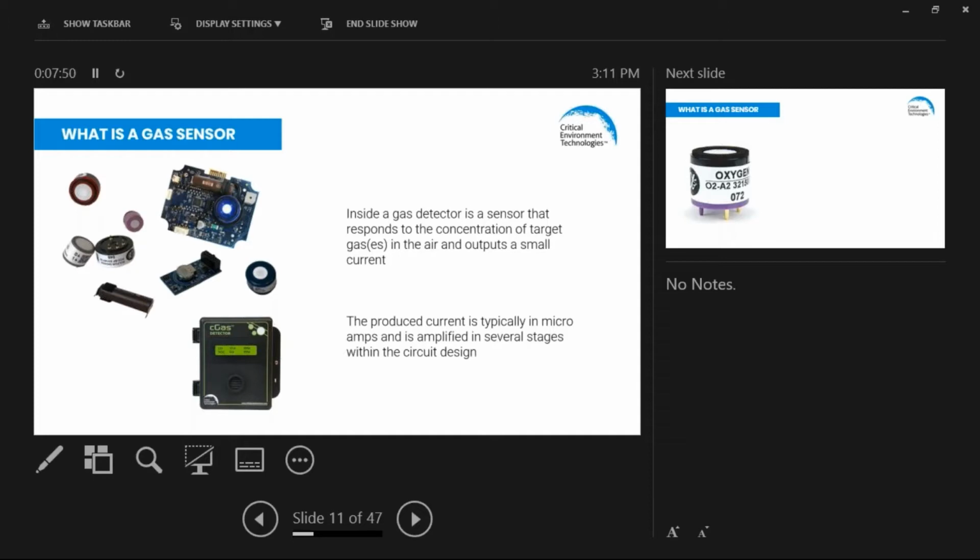That could be anything from Modbus to BACnet to any of the other proprietary signaling that is out there in the market today. So these gas sensor elements, and I'm just having a little bit of computer problem still.